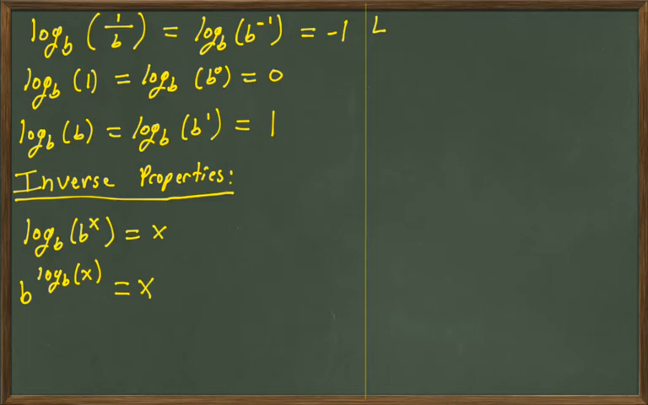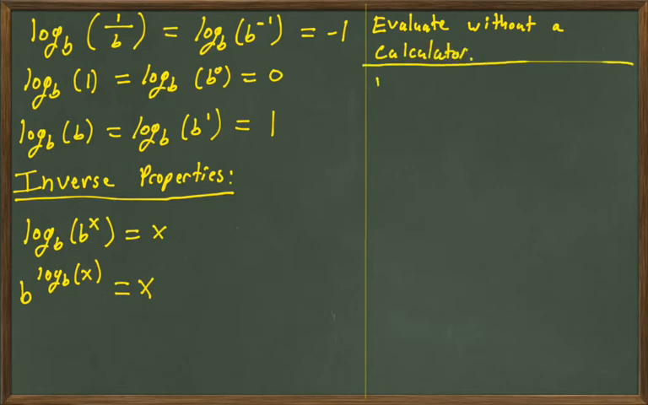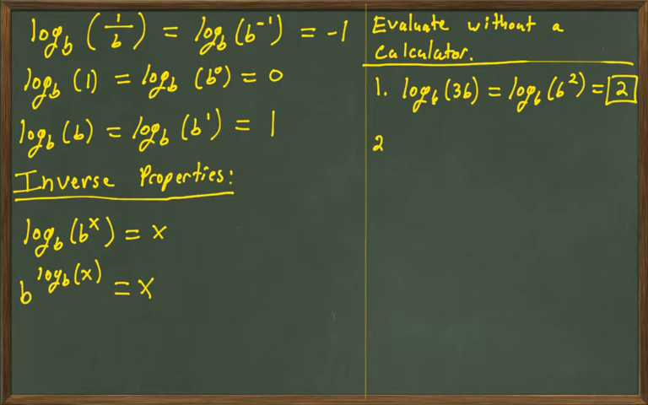Okay, so let's do a couple examples. And we're going to evaluate without a calculator, just using the cancellation properties or inverse properties of exponentials and logarithms. So the first one we're going to look at is log base 6 of 36. And so what we need to do here is rewrite 36 as a base of 6. So 6 squared is 36. So log base 6 of 6 squared. The base and the exponential of 6 are going to absorb, and so we're left with just the exponent of 2.